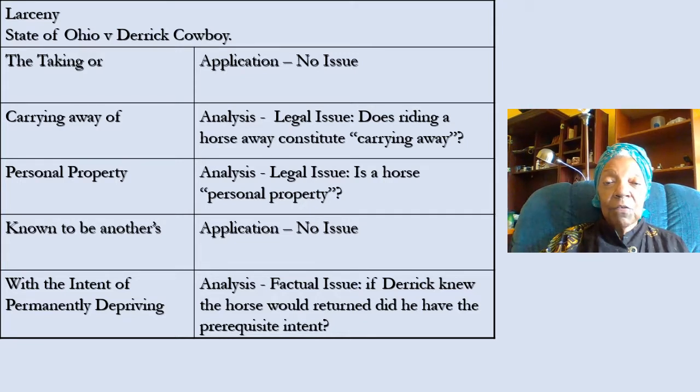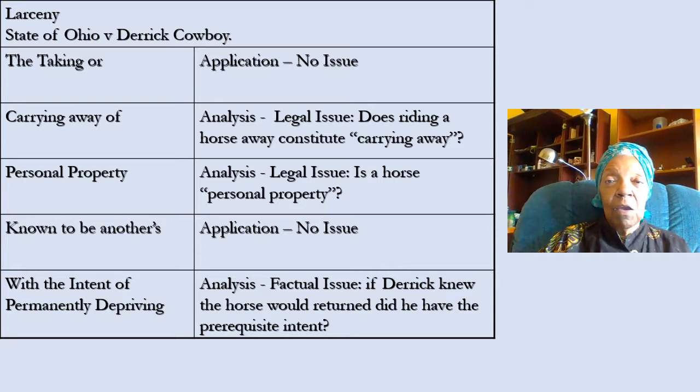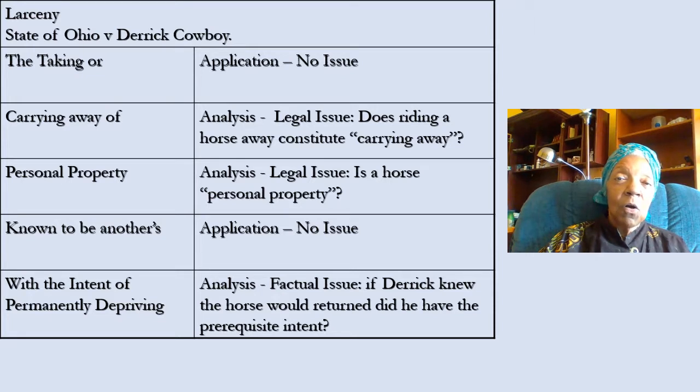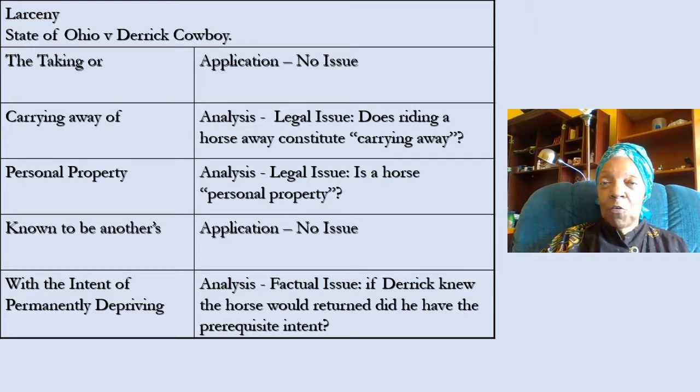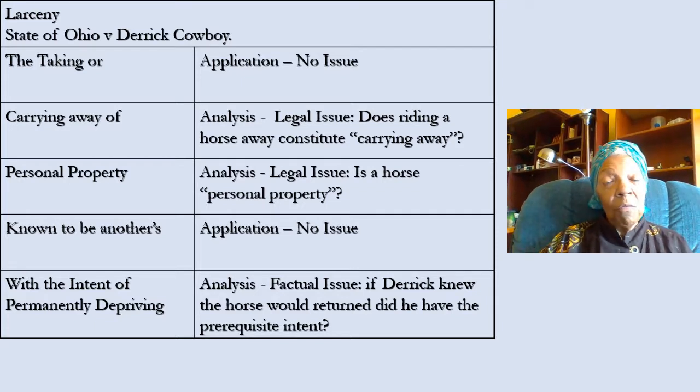Known to be another's. There's no issue here. The facts tell you that he knew the horse belonged to someone else. And so there's nothing to argue here. You can't argue that he didn't know. You can't argue that he thought he could have been wrong. There's nothing in the facts to indicate that he was mistaken in the horse he took. So you wouldn't want to go there.